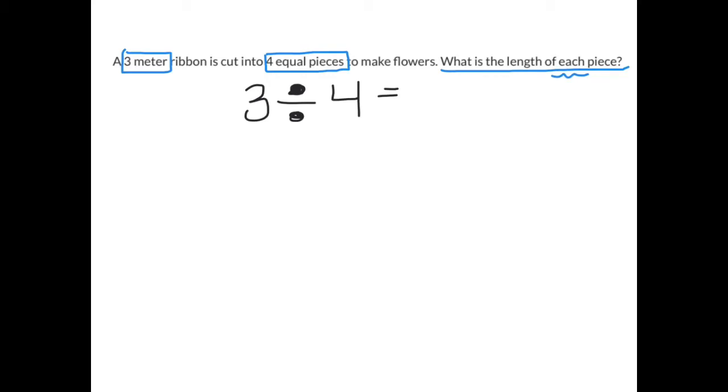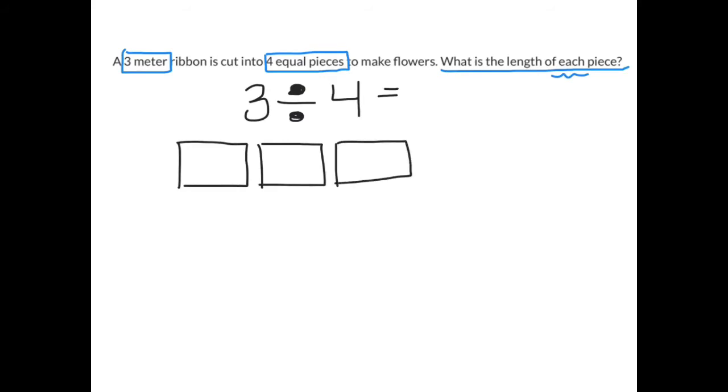We can go back once again to what we learned on Monday, which means I'm going to go ahead and draw 3 boxes, each box representing a meter. So I have my 3 boxes of ribbon. I'm going to cut those 3 meters into 4ths because I have 4 groups.